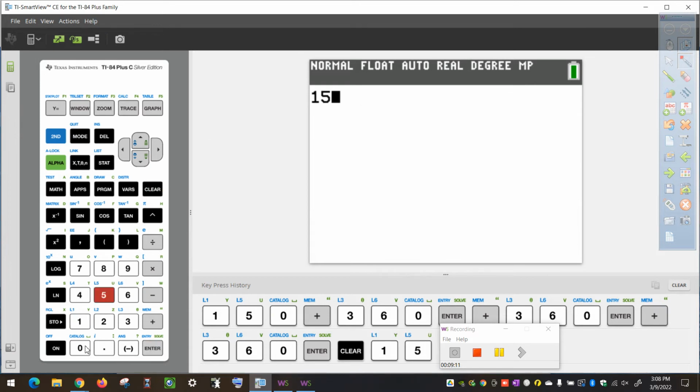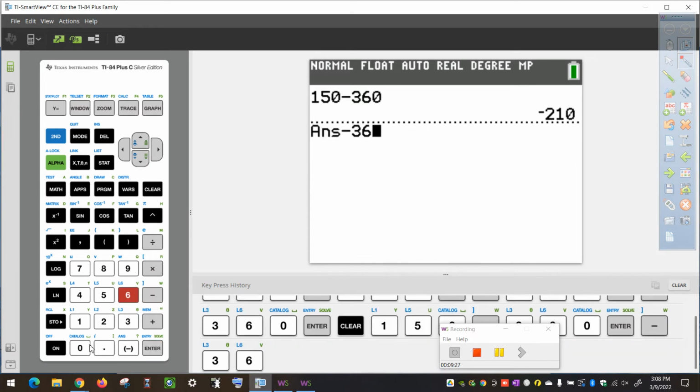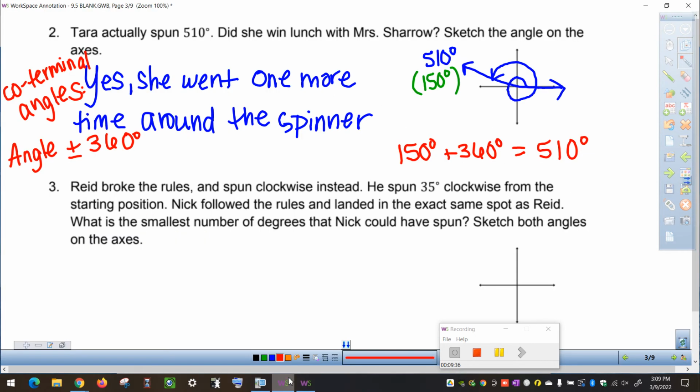Now, it also works going backwards. Okay, so let's say that we started with 150. We could subtract 360. That's actually going to get us to a negative angle label. We're going to talk more about the negative angles here in just a moment. But notice here that we could keep subtracting 360 to get lots and lots of co-terminal angles for that location. So actually there's really an infinite number of angles that are co-terminal to 150 degrees. So you can add or subtract 360 on and on forever.